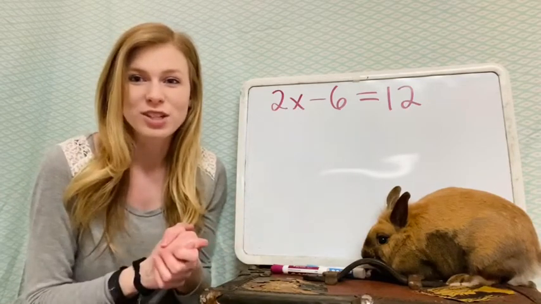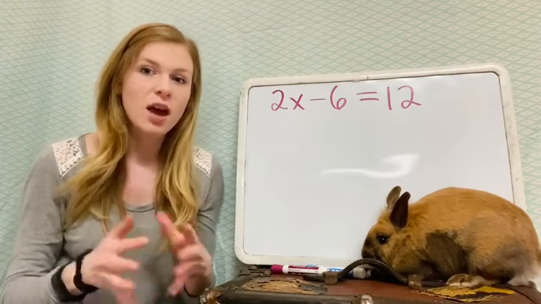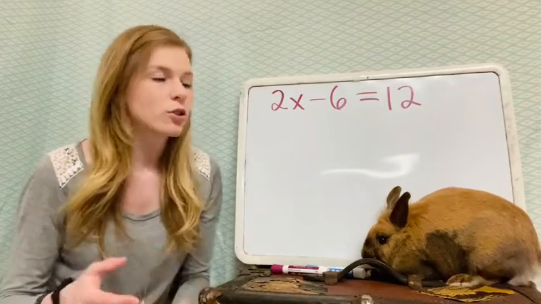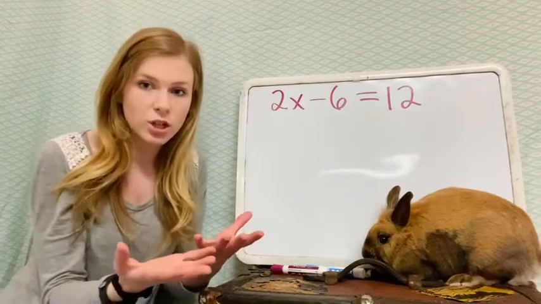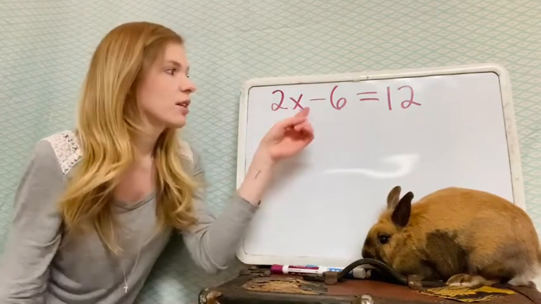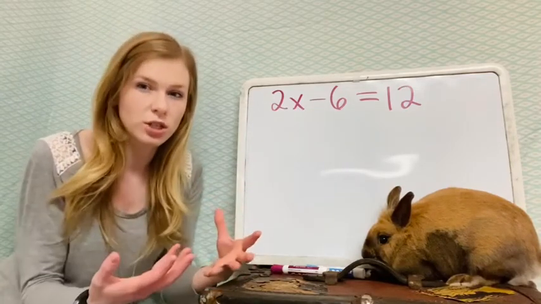solve two-step equations. So the first thing that I'm going to do is I'm going to look at this problem and see what operations am I dealing with. So when you have a number next to a variable, that means multiplication. So 2x means I have 2 times x. Then I notice I have a subtraction sign, so I have subtraction, multiplication and subtraction in this problem.